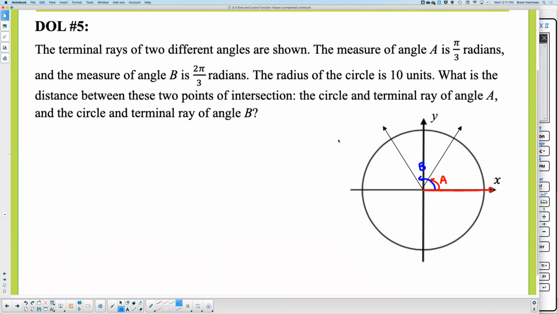Okay, I'll let you think through. It tells you the radius is 10. What is the distance between the two points of the intersection of the circle and the terminal ray at point A? So you're trying to find the distance between these two points. I'll let you think on how you could possibly find that out.